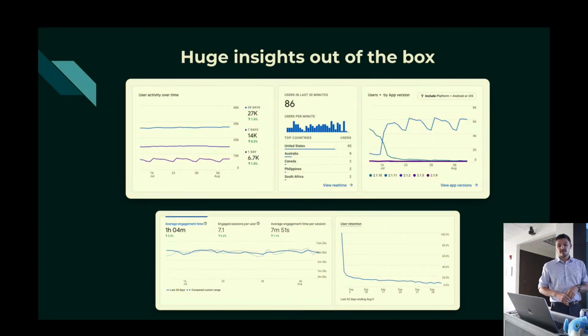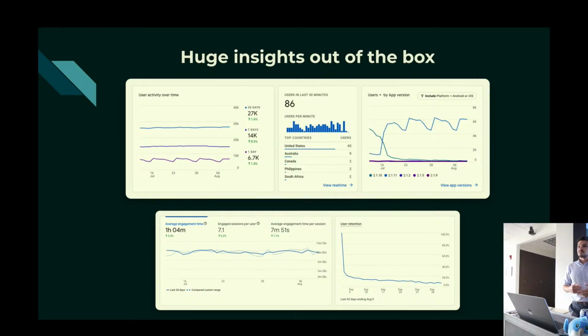So right out of the box, you're going to see things like your user activity over time, your users in the last 30 minutes. You can even see a real-time map of the world as people open your app and where they're using it in real time. You'll be able to see things like what version your users are using, so you can help track down issues even better that way. Really important metrics as well, like average engagement time and user retention.